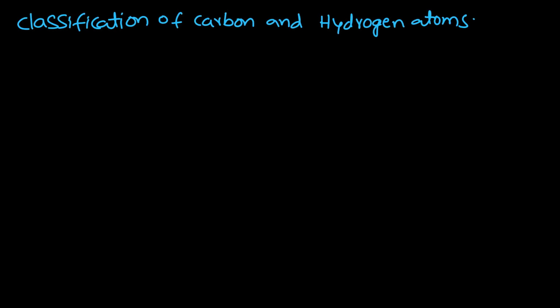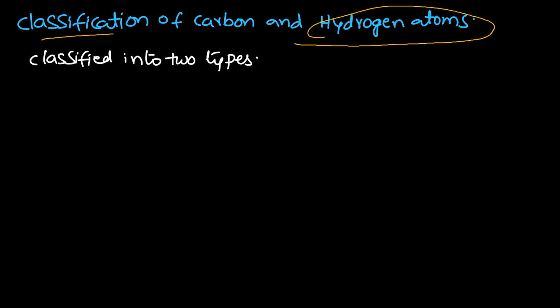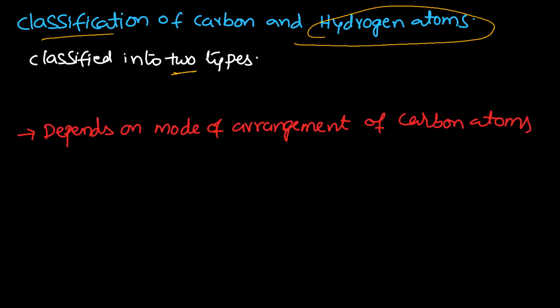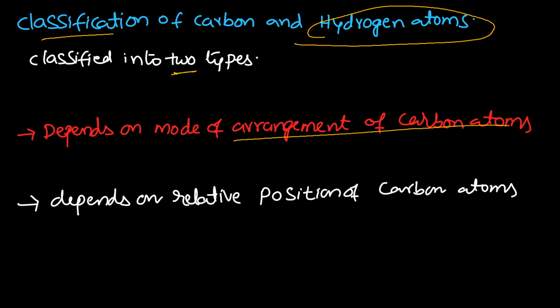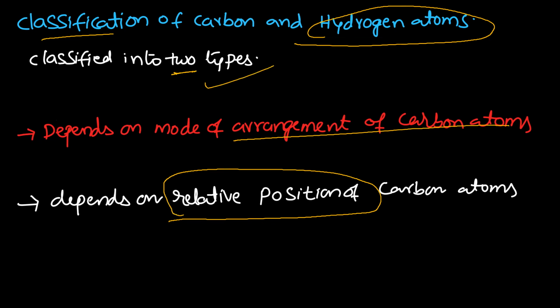Coming to the next one, classification of carbon and hydrogen atoms. The carbon and hydrogen atoms can be classified into two types. Classified into how many types? Two types. It depends upon the arrangement of carbon atoms, and upon the relative position of the carbon atoms. So the first one is arrangement of atoms, and the next one is relative position of the carbon atoms.